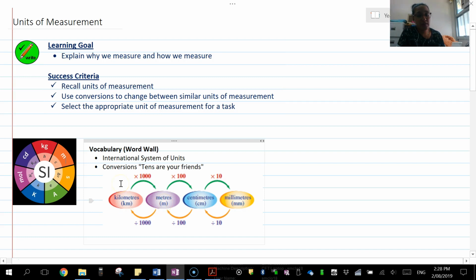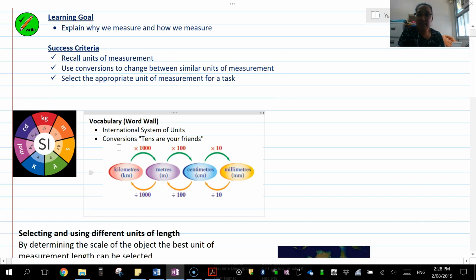So the main one is meters, and then we divide that into millimeters, centimeters, kilometers, just depending on the scale of what we're measuring. This whole system is derived from the International System of Units. It's like an official system of how we actually officially measure things. These are the main ones. You just need to know mainly meters. So that's what we're looking at. And just remember, when you're doing your conversions, tens are your friends. So the zeros give you a really good idea of what you need to do.